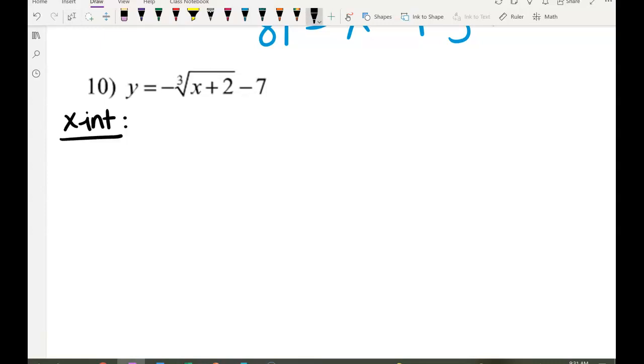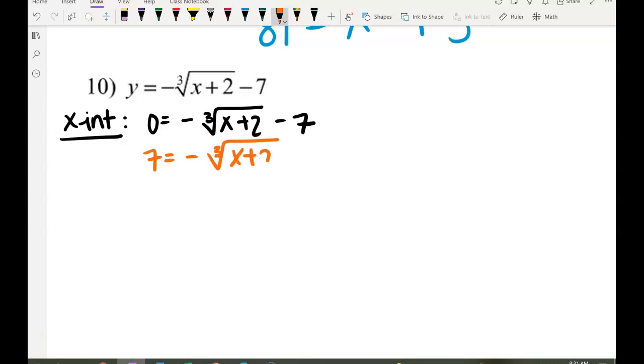Okay, Chelsea, step number 1, x-intercept. What did you do with y? Good, so 0 equals negative cube root x plus 2 minus 7. And then Chelsea, what's your next step? Good, so you got 7 equals negative cube root of x plus 2. And then next step, Chelsea? Good job. You do need to divide both sides by negative 1. So that's going to be negative 7 equals positive cube root of x plus 2.